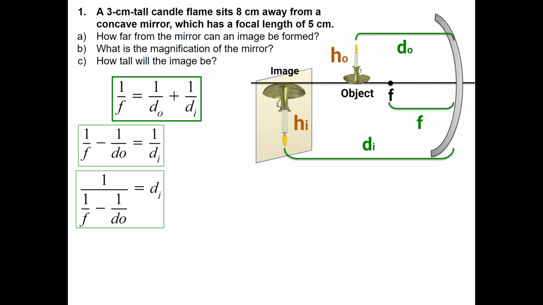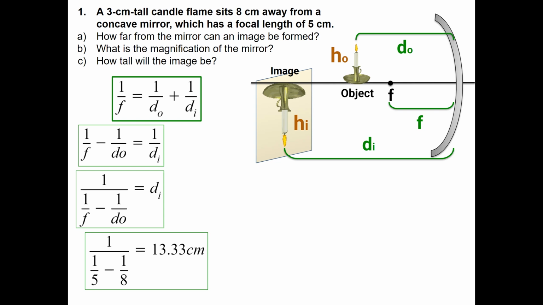What were the numbers I needed to plug in? I needed F. Looking back to my problem, the focal length of this mirror is 5 centimeters, and the distance to the object, which is the candle, is 8 centimeters. Plugging those in and crunching the numbers in our calculators, we get 13.33 centimeters, which is the answer to part A. How far from the mirror can an image be formed? In other words, what is DI? The distance DI is equal to 13.33 centimeters.